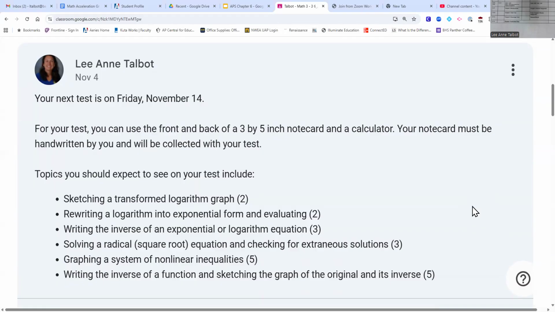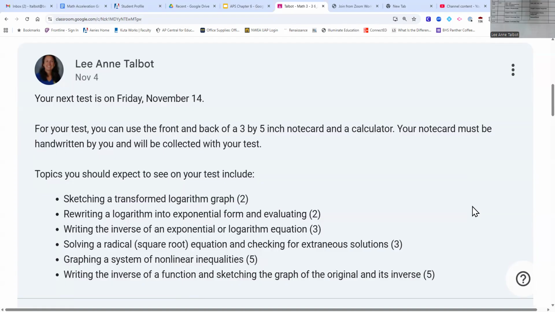Sketching a transformed logarithm graph. So review notes, that was like the two at the bottom of the first page where you have the vertical asymptote, locator point, sketch. If it's negative, it comes down from the top. If it's positive, it comes up from the bottom. Does that make sense? So you're gonna want your blue sheet page for the logs for that.